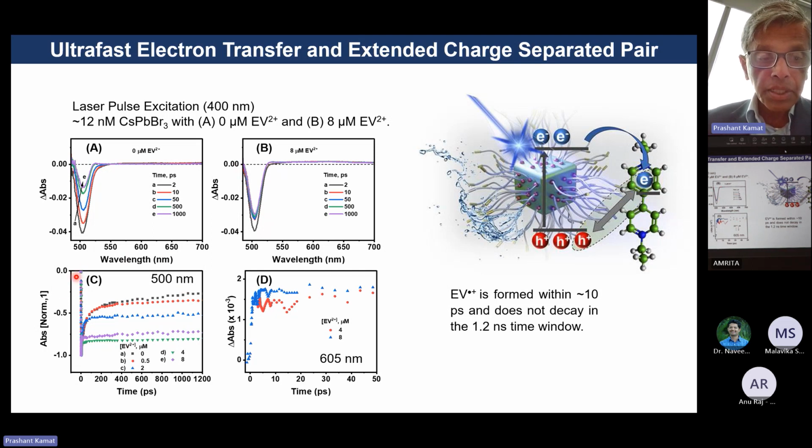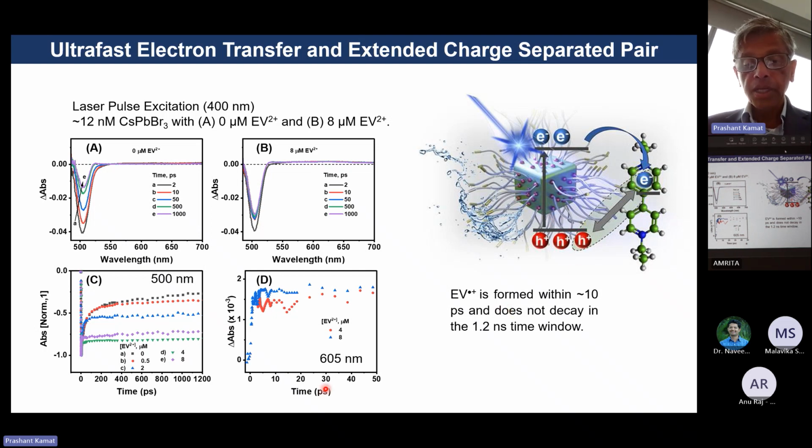If you look into this carefully, the black one, which is the first one here, you see this fast recovery, and that is because of charge carrier recombination. Now you start adding small amounts of viologen and record the same kinetics, that is, how fast this decays. You see a fast decay, but with a residual. With increasing concentration of viologen, this residual bleach increases. So this is telling us that electron transfer occurred, and the holes are still remaining in the cesium lead bromide nanocrystals.